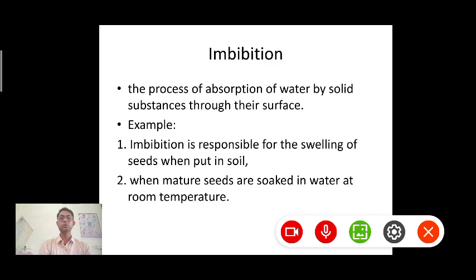Moving to the next most important terminology of plant physiology, that is imbibition. The process of absorption of water by solid substances through their surface is known as imbibition. An example of imbibition is the swelling of seed. When we put the seeds in soil or in water, that we call imbibition, or that is caused due to the process known as imbibition.